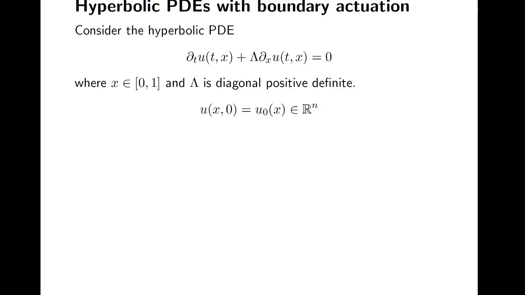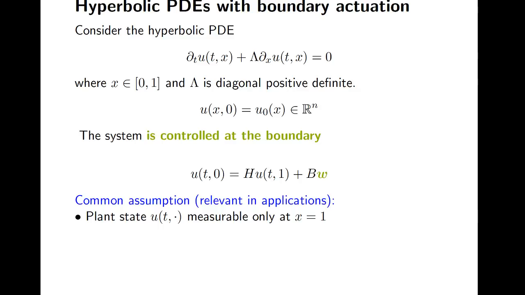Okay, so still the same assumptions. Pick a hyperbolic PDE, which is linear. That lambda is diagonal and positive definite. You pick this initial condition, but now you assume that the boundary condition is in this form, where H is a given matrix, and W is the input, which we call control input in this case. So we assume that we can control our system of PDEs via this input that is acting here, okay?